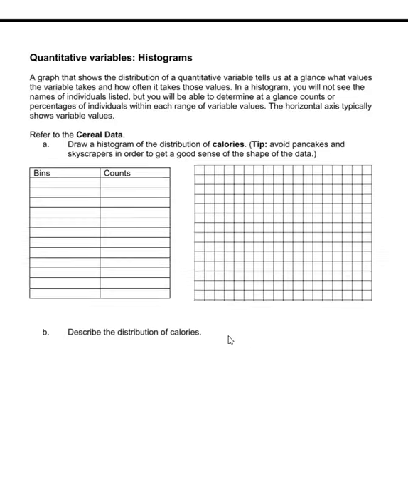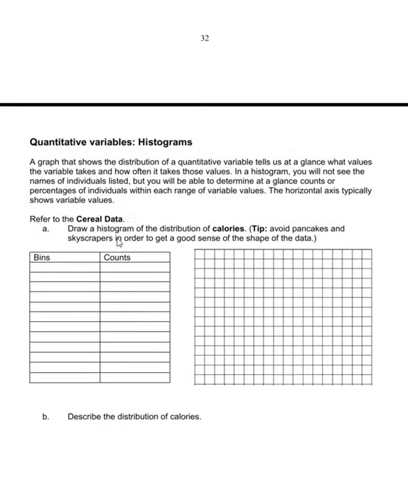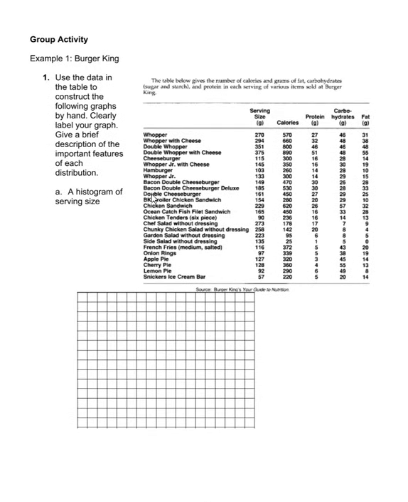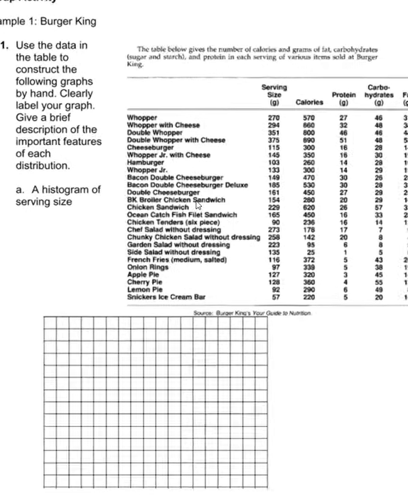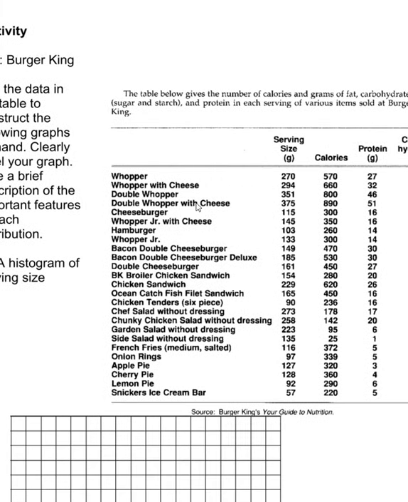Counting on you to follow with me on here. We're going to do this group activity. We're going to skip the cereal data and jump right to Burger King. When we're trying to find a histogram, I'm jumping quickly, I apologize, but here's the data, here's where it was gathered from, all that information. This is real.